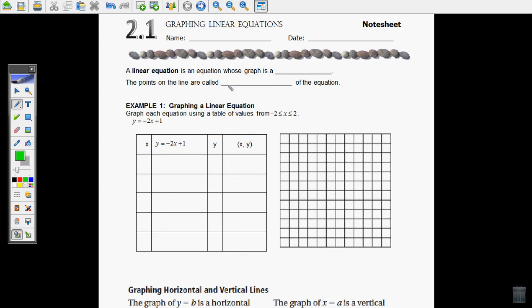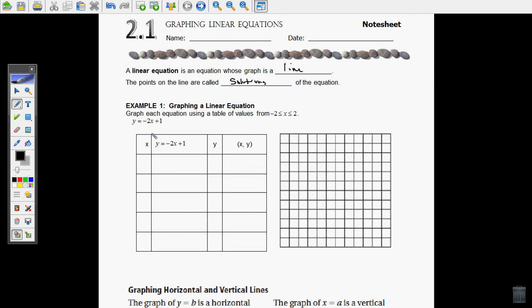A linear equation is an equation whose graph is a line. Hence the name linear. The points on that specific line that we're going to be graphing are called solutions. Okay, so we're looking at equations that are something like y equals negative 2x plus 1, where there's a lot of different values for x that will give you very different values for y.